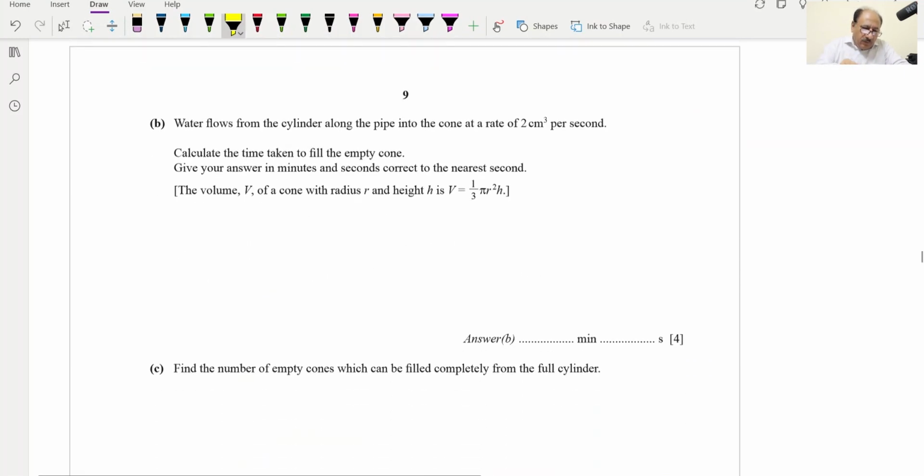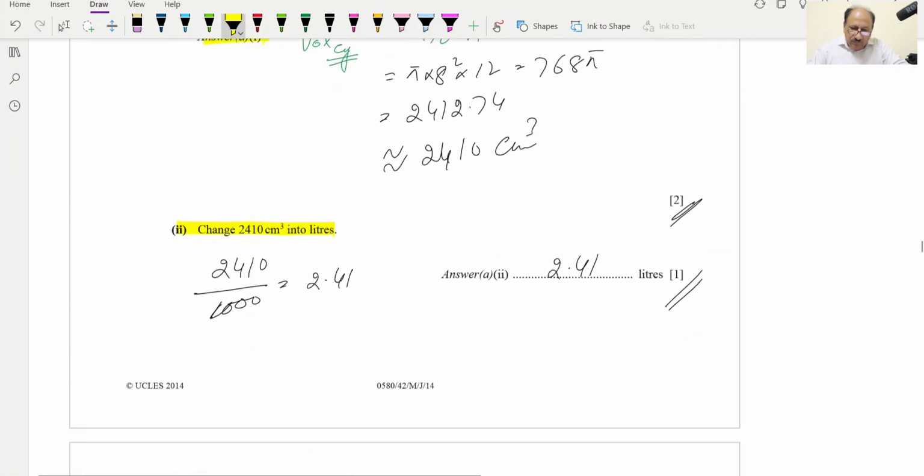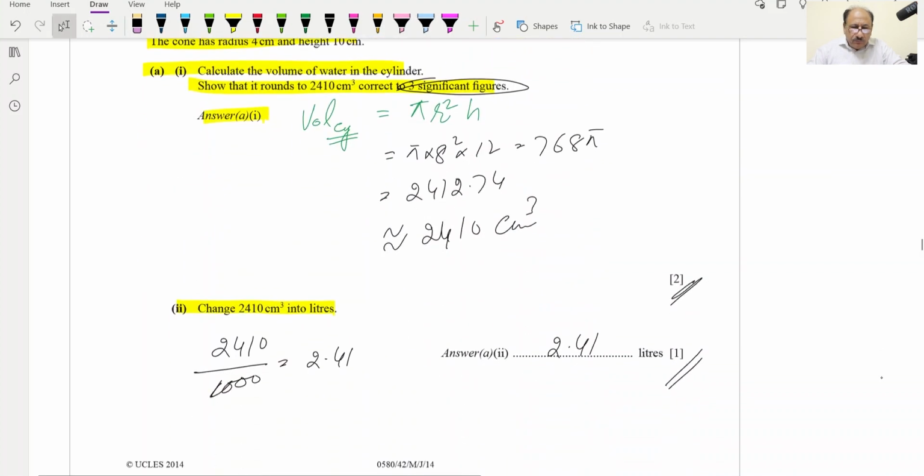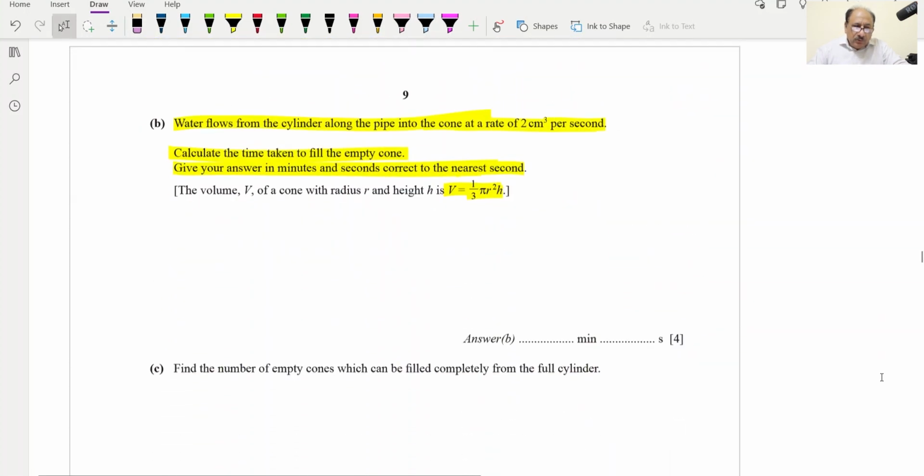Now B part, water flows from the cylinder along the pipe into the cone at a rate of 2 centimeter cube per second. Calculate the time taken to fill the empty cone. Give your answer in minutes and seconds, correct to nearest second. And they have provided us the volume formula for cone, and radius and height will be required for the cone. If we are considering this is the cone, height is this one, 10, and radius is 4.